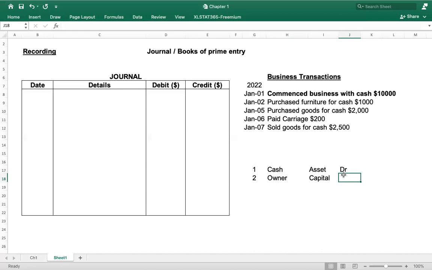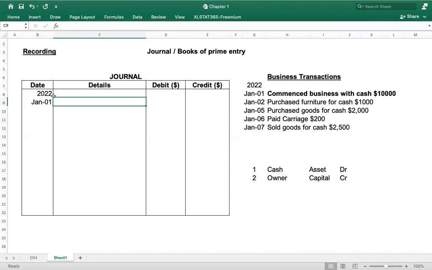Because before investment, how much you owe to the owner? Before investment, zero. But now you owe, no? How much? 10,000. So capital increasing, credit. Got it? Increase in capital, credit. So these are the items, these are the category, and after applying rule, we identified which account will be debit and which account will be credit. Got it? So see, now I will record.